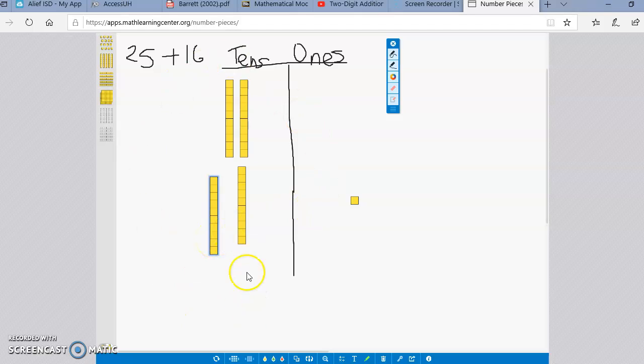Now we can go ahead and add what we have on our tens place. 10, 20, 30, 40. So we would have 4 tens. And then we would also count our 1 in our ones place, equaling 41 patients.